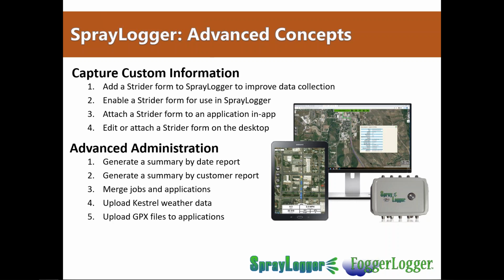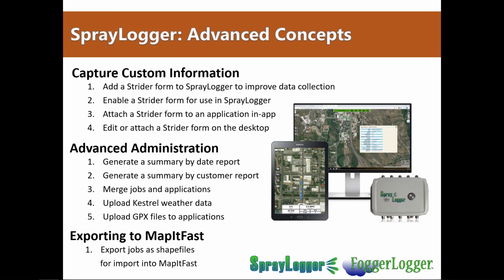Next, we'll go over how to upload Kestrel weather data. So if you have a handheld weather device using a Kestrel 4000 and 5000, we'll review how to take that weather data that's captured in the field and upload it and assign it to a spray application. Next, we'll go over how to upload GPX files to applications, why that can be helpful and applicable to your spray jobs. And in the last section, we'll review how to export to MapItFast.